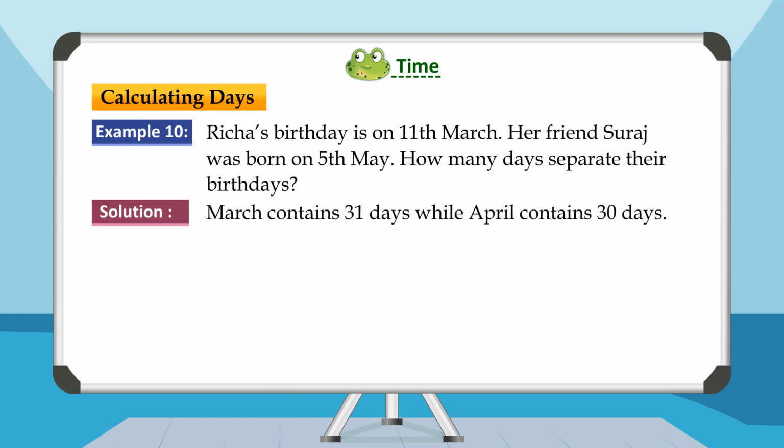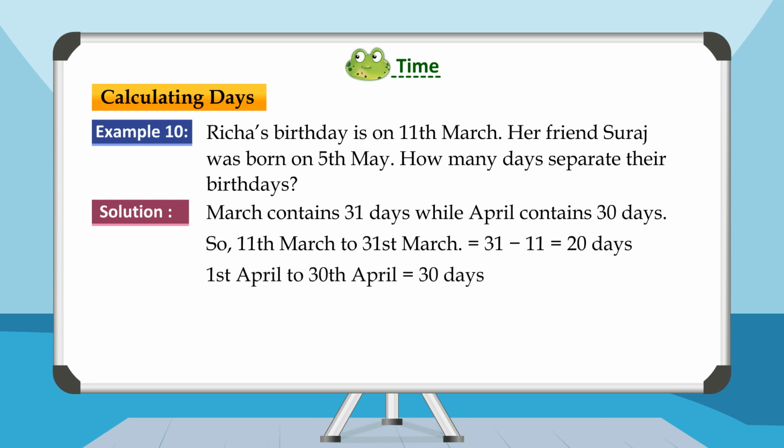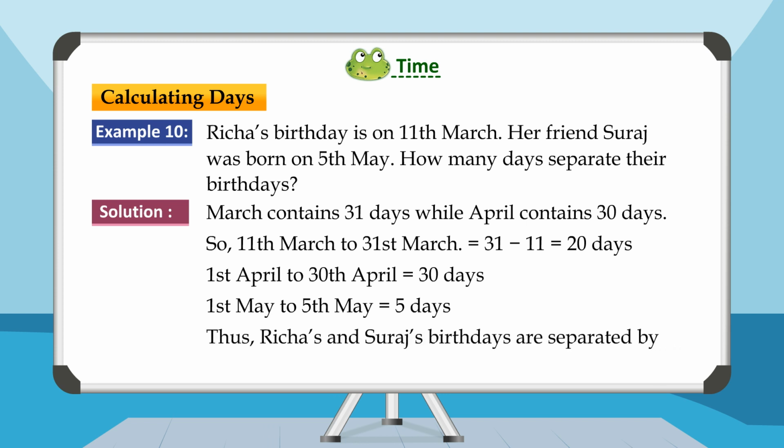Solution. March contains 31 days while April contains 30 days. So, 11th March to 31st March is equal to 31 minus 11 is equal to 20 days. 1st April to 30th April is equal to 30 days. 1st May to 5th May is equal to 5 days. Thus, Richa's and Suraj's birthdays are separated by 20 plus 30 plus 5 is equal to 55 days.